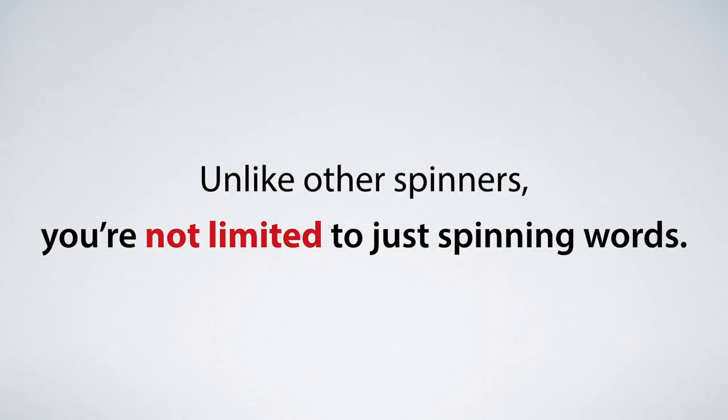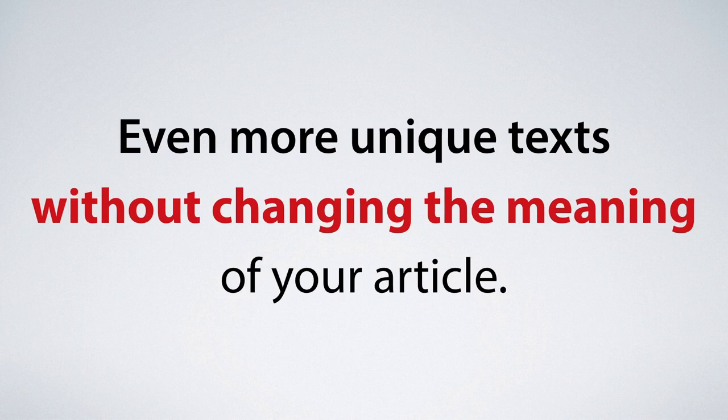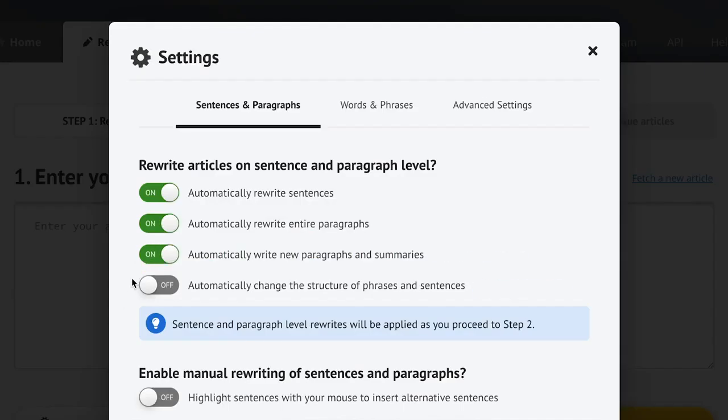Because we're not just about accuracy and we're not just about speed, we're about putting you in complete control. Unlike some other spinners, you're not limited to just spinning words. You can spin full sentences and even entire paragraphs, which lets you get even more unique text without changing the meaning of your article. You can even have Spin Rewriter create additional paragraphs. Select this option and Spin Rewriter will extract additional information from your text in order to create brand new paragraphs on its own.